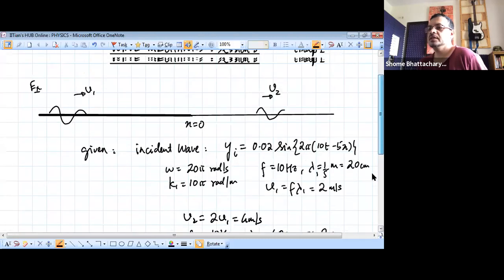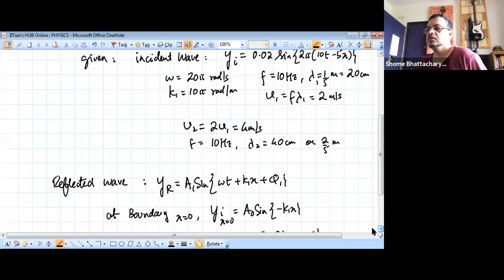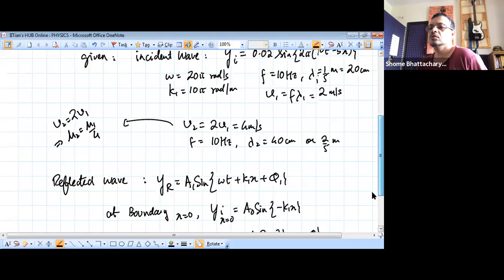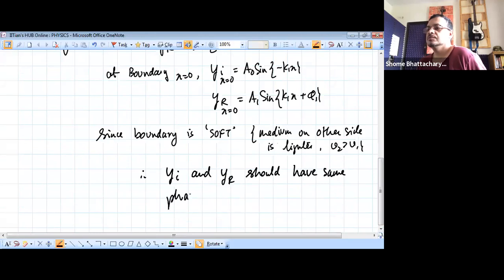In fact, we know from this information that if this has mu1 and this has mu2 and they have a common tension T, since V2 is twice V1, that implies that in terms of mu, mu2 is equal to mu1 by 4. So one-fourth the mass density, because tension has to be common. So it is a soft boundary. Therefore, the incident and the reflected waves should have the same phase at x equal to 0.